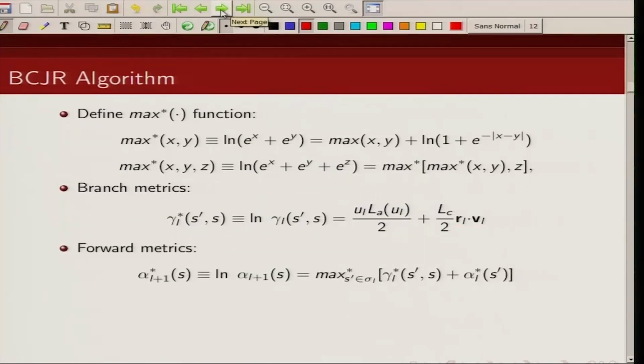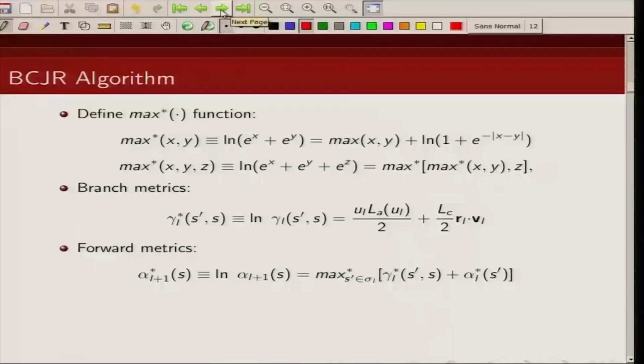Now, recall there were 3 quantities that we need to evaluate when we want to apply the BCJR algorithm. And what are those 3 quantities? One was the alphas, which was the forward recursion. Second was the betas, which was the backward recursion. And then we had the channel matrix, the branch matrix, the gammas.